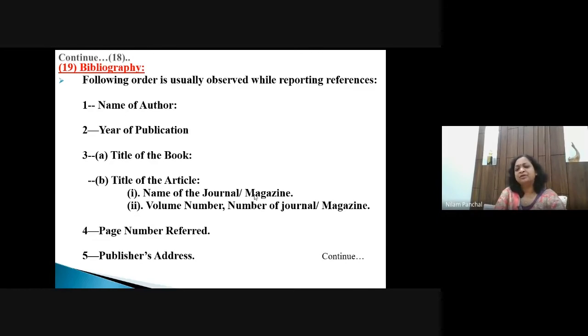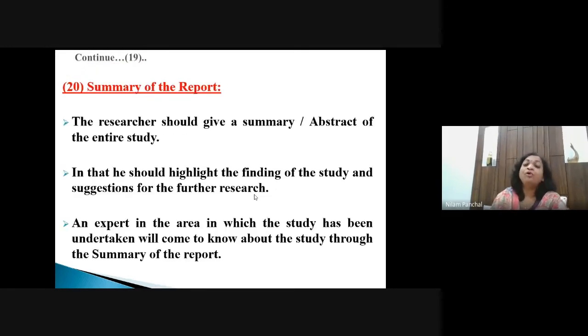You can look here at the order that is observed in general while writing down the references. So the name of the author, year of publication, title of the book, title of the article, or the journal's name, volume number, page number, and the publisher's address, right? So writing bibliography is very, very important. The most commonly adopted is the APA style of writing bibliography or the references.